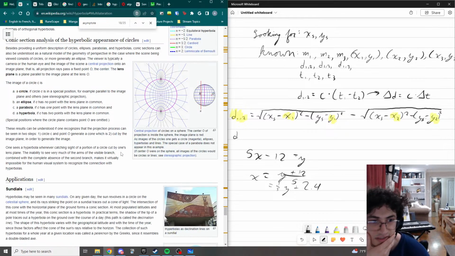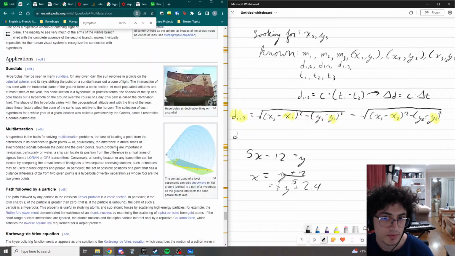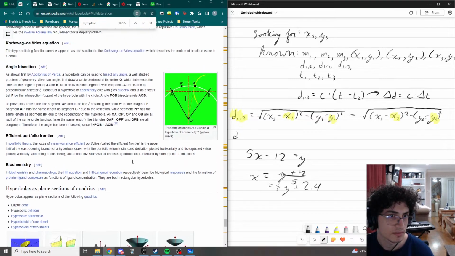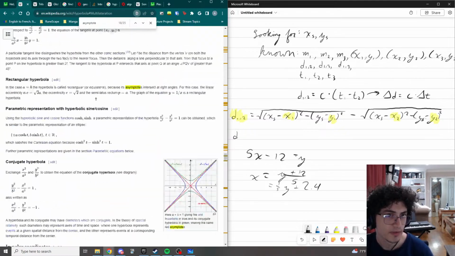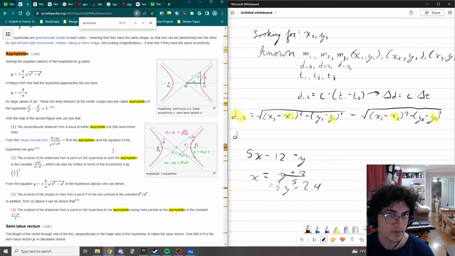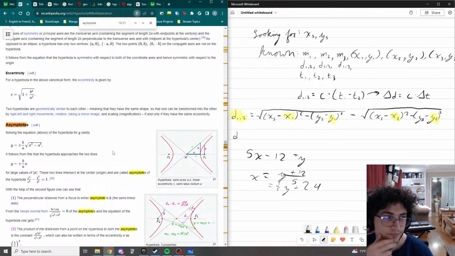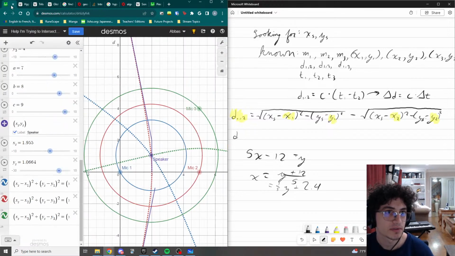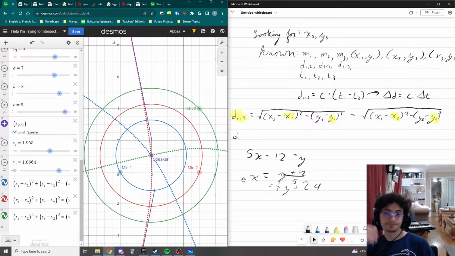I think it's kind of crazy that hyperbolas have all this research and all this history behind them, and I never really found a real world application for when to use them until now. 24. Took me 24 years to find one.